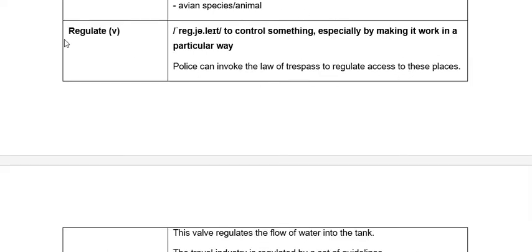And the second word that you can actually learn from this paragraph is regulate. Regulate is just to control something, especially by making it work in a particular way. And I think it's more like to control something by rules. So it's the control from an authority, for example, the government. Okay, so when you want to say control, but by rules, you can use the word regulate. It's a better word, it's a more academic word, and it's more sophisticated. You can use it in your speaking and writing.